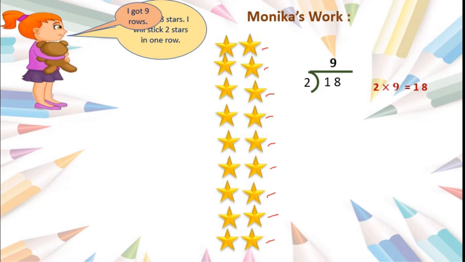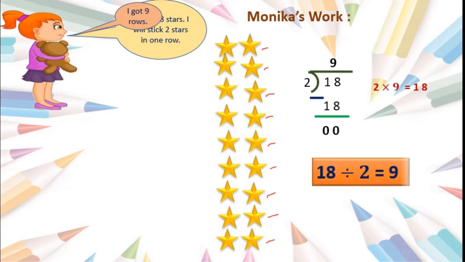So we will write 9 up above the line and 18 down below that 18. We will subtract 18 from 18. So 0. So here what is the meaning? 18 divided by 2 is equal to 9. Right?